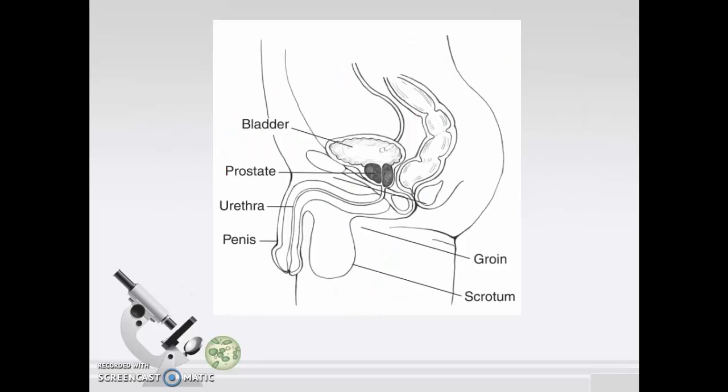Now here you can see the male reproductive system. You can find the scrotum. The scrotum is the bag in which the testes are present, and inside the testes only, sperms develop. The penis is the copulatory organ of human males, right? And the prostate gland is there. The urethra is there, right? So all these are the parts of the male reproductive system.